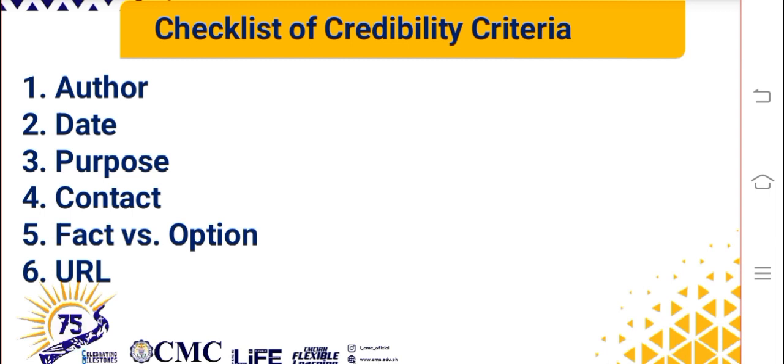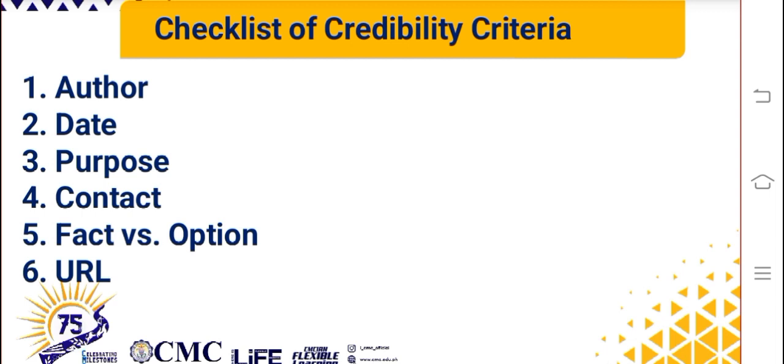Number 5, fact versus opinion. When doing research for a school paper, go to sites that present factual information provided by experts rather than opinions. Be on the lookout for biases. If the author is biased, so is the information on the site.